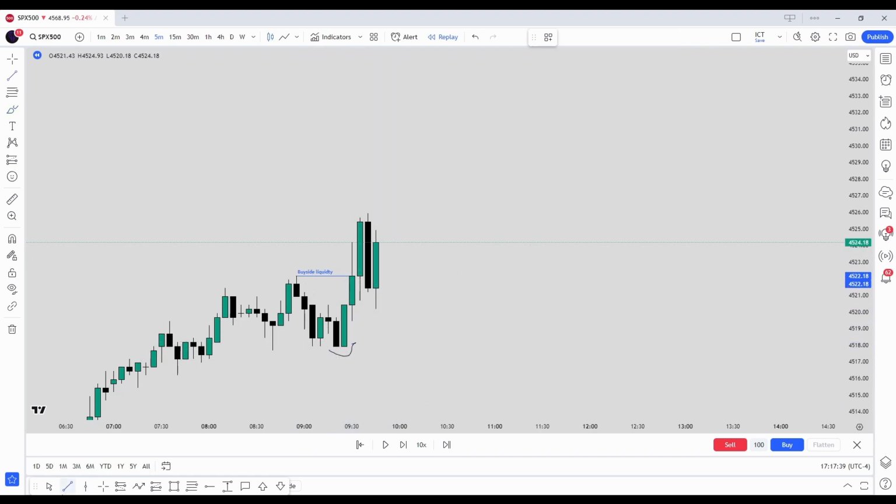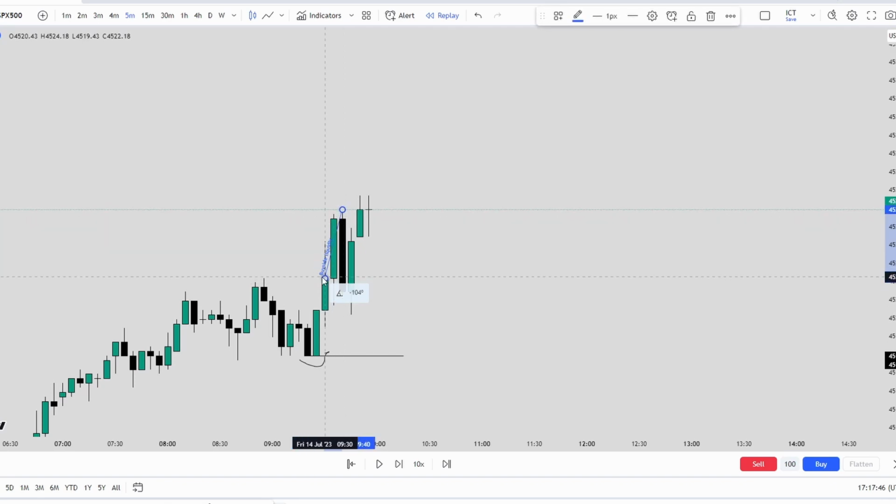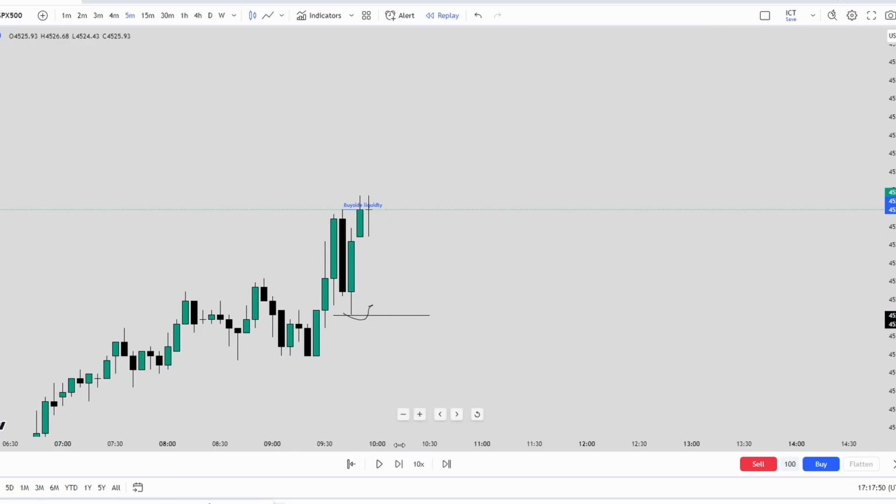It would be this low. So we mark it out, and we see what price did do. So we take more liquidity and we form this low. So this would be our new market structure shift.